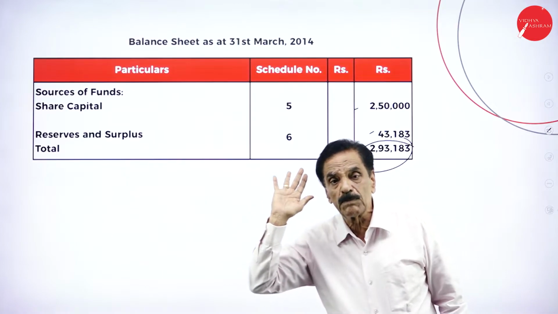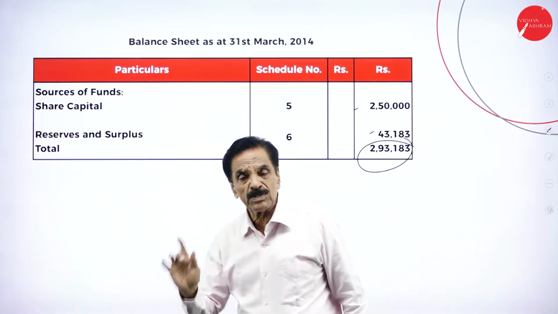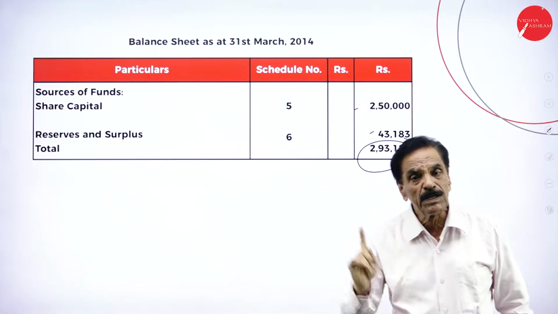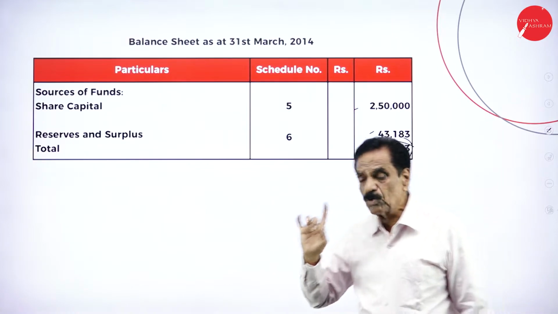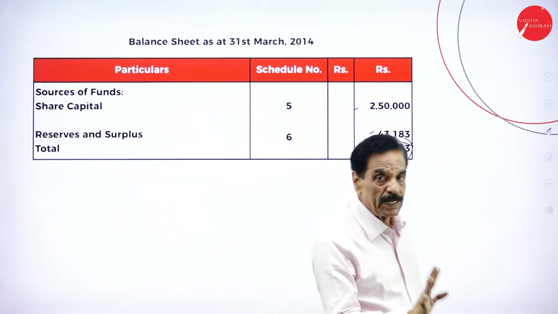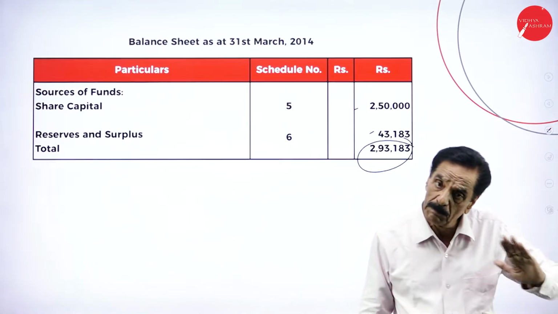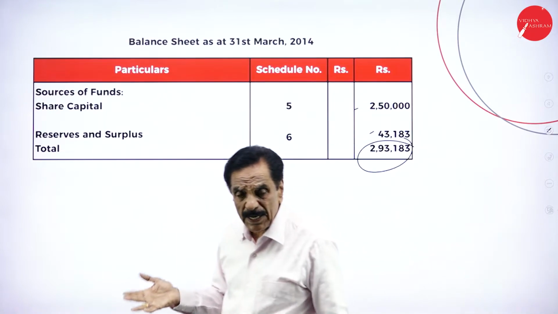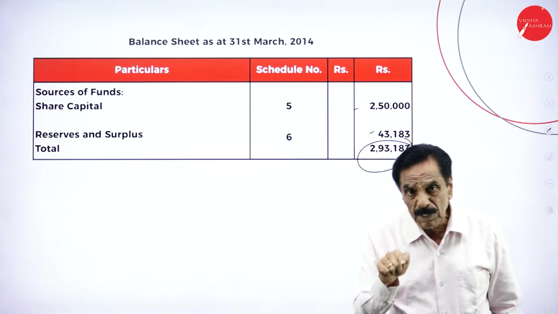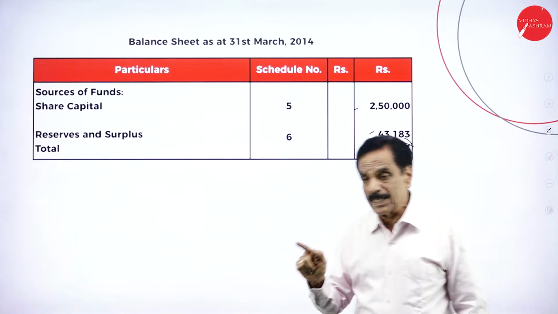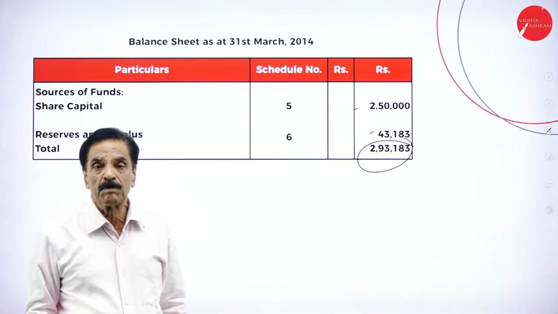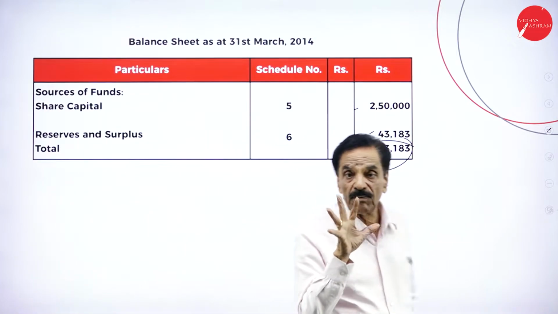Share capital schedule number 5, reserve and surplus schedule number 6, borrowing schedule number 7, investment schedule number 8, loans schedule number 9, fixed asset schedule number 10, cash and bank balance schedule number 11, advances and other asset schedule number 12, current liability schedule number 13, provision schedule number 14, miscellaneous expense, meaning preliminary expenses, any expense incurred at the beginning of the year, schedule number 15. This goes in favor of the balance sheet.